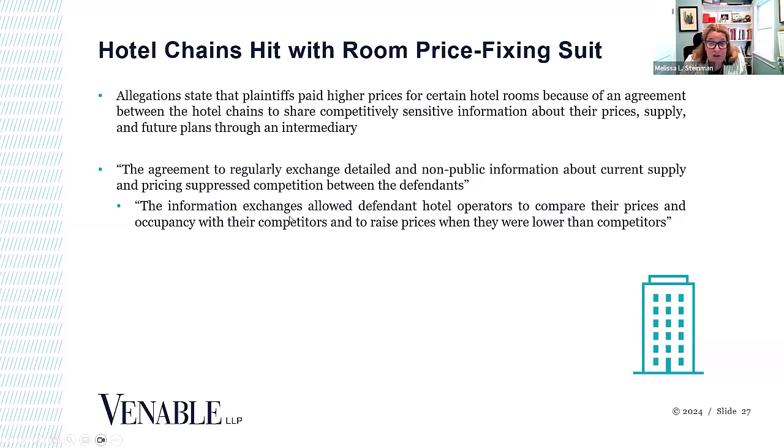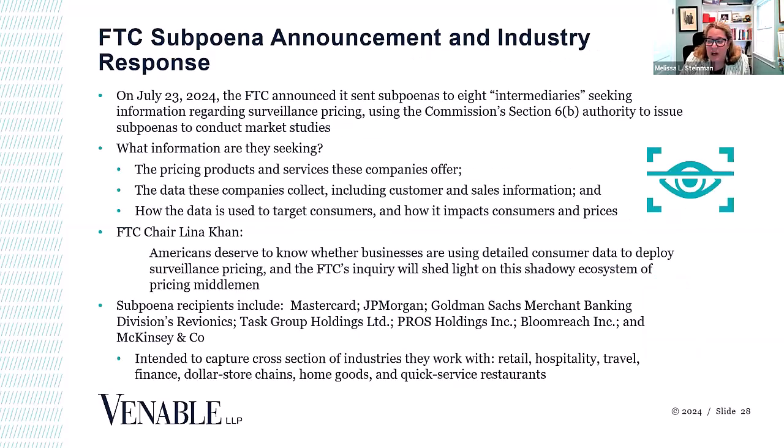So this is an interesting case. It's ongoing, but the idea that these pricing algorithms could be used and could become part of a price fixing conspiracy is certainly something to consider in participating in something like that where your competitors may be involved. The other big development in this is an FTC subpoena that was announced yesterday, or rather on July 23rd, which is discussed on the next slide.